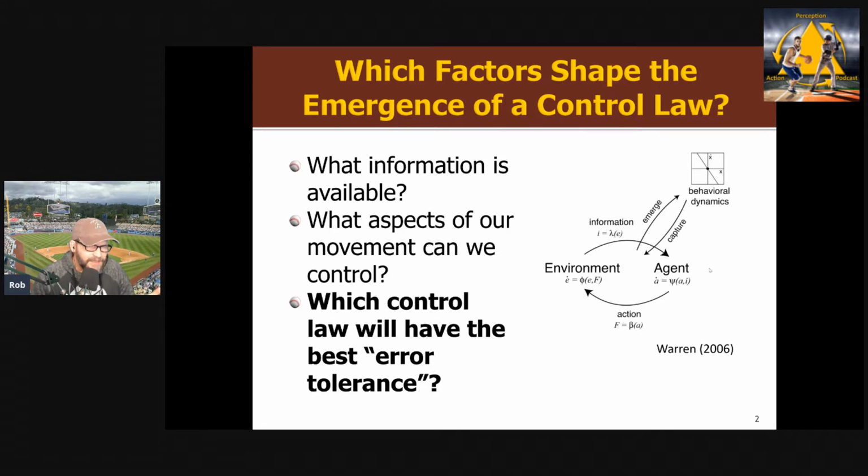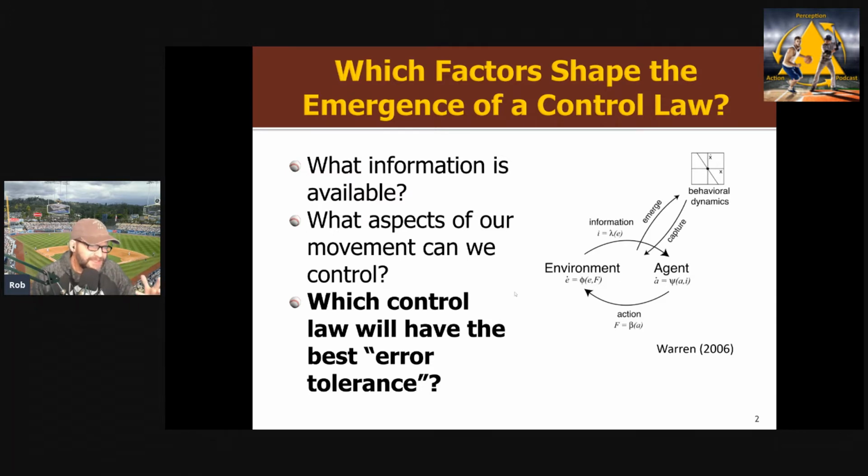There are several factors. First, it's going to depend on the information that's available. It's also going to depend on which aspects of our movement we can control: the velocity of our movement, the force, the amplitude, and so on. But the factor I want to focus on today, which was looked at in the study, is that we also want a control law with a good degree of what is commonly referred to as error tolerance. So what do we mean by that?